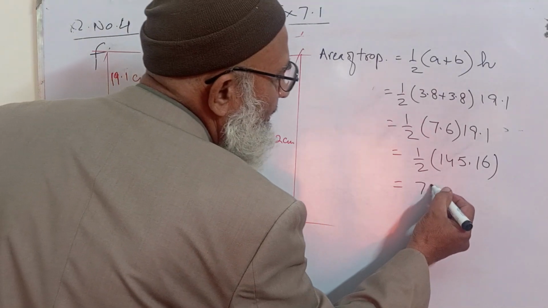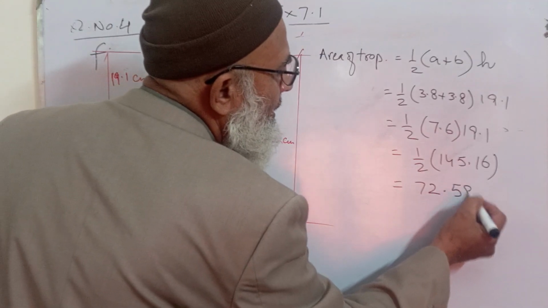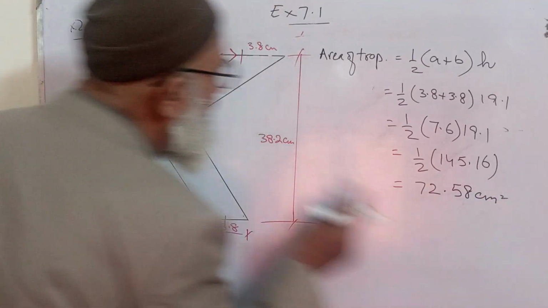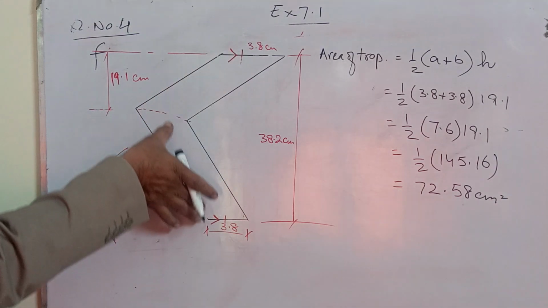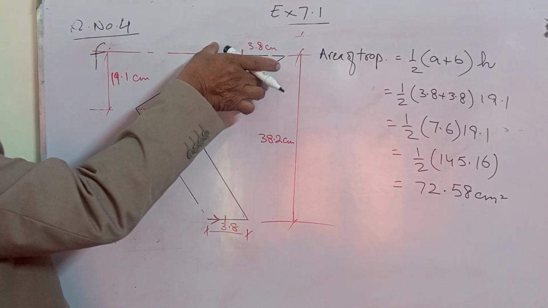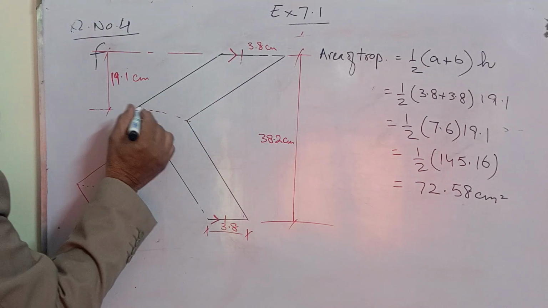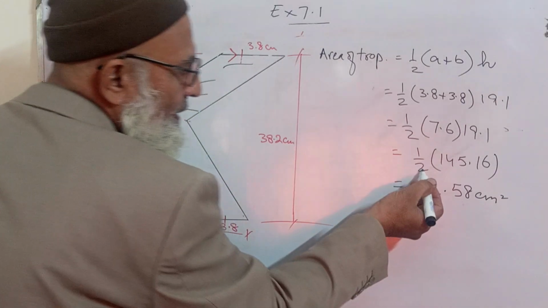So it will become 72.58 centimeters square. Since there are two identical figures, you see that these are two identical figures. I have only calculated this, the area from here to here. Now these are two identical figures.